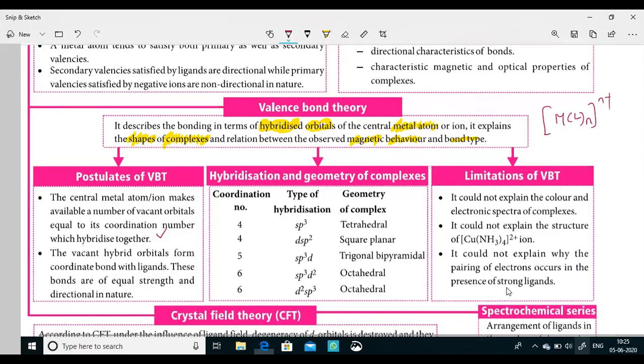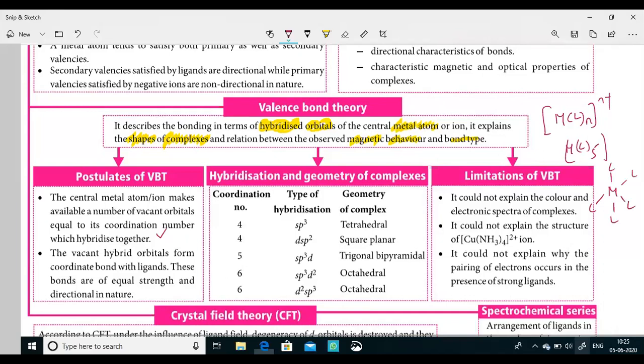The second postulate: the vacant hybrid orbitals form coordinate bonds with ligands. These bonds are of equal strength and directional in nature. Suppose I am taking a metal atom associated with 5 ligands. All these 5 bonds are equal in strength and they are directional in nature.